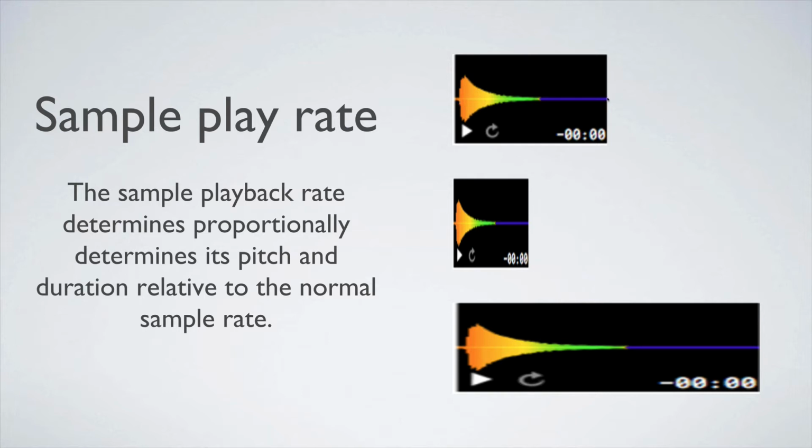If this is the normal sample length, then if we speed up the sample play rate and make it shorter, then we have to get through the same number of samples in half the time or something like that. That means the waves become half the length and they go up an octave. If we double the length, the waves become twice the length and we go down an octave. So sample playback rate determines the pitch and duration.